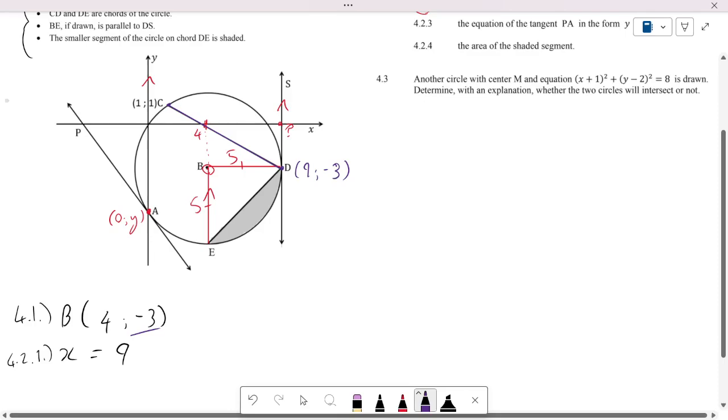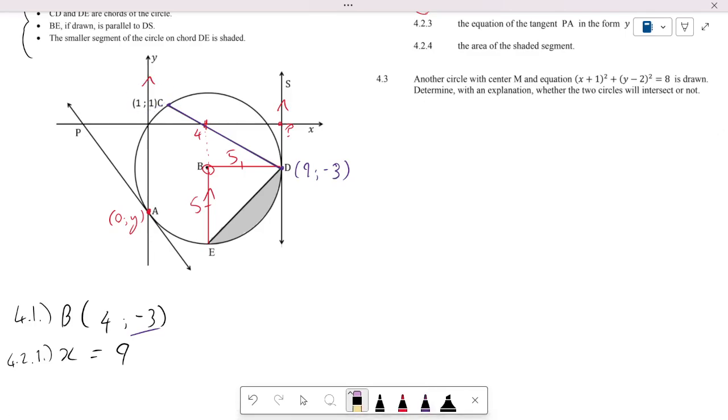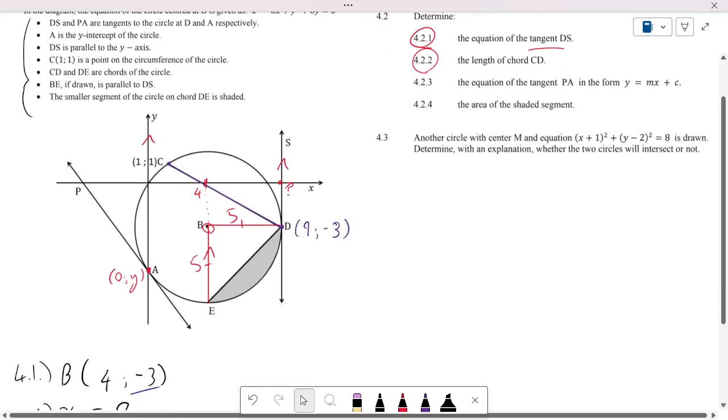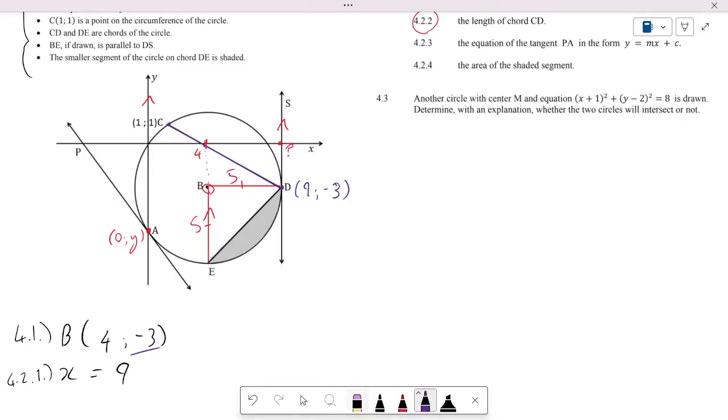Now that we know that, and we also know what C is, we can determine the length of our chord, because we have two coordinate sets. So for 4.2.2, we say CD is equal to our distance formula. It's going to be the x's, so 9 minus 1, all squared, plus the y's, which is -3 minus 1, all squared, and then we close the root.